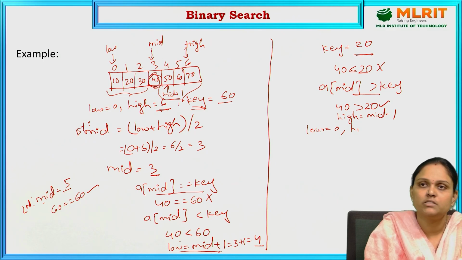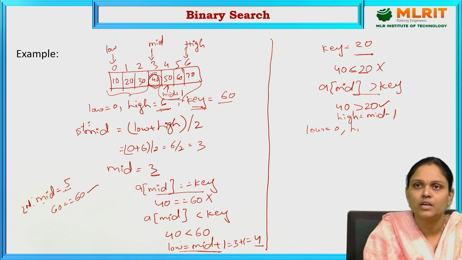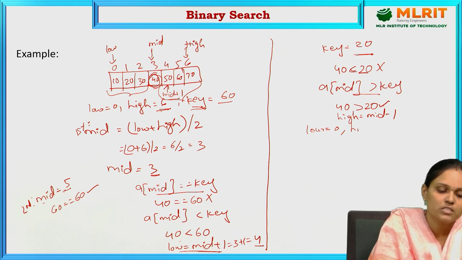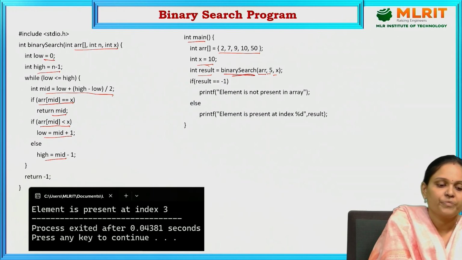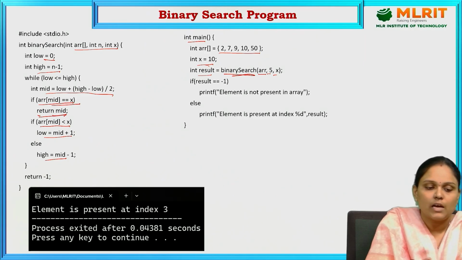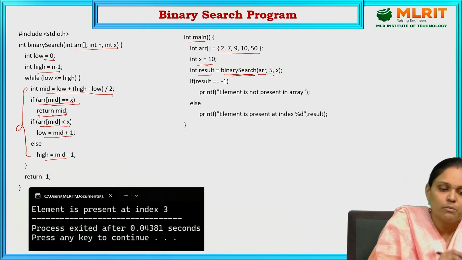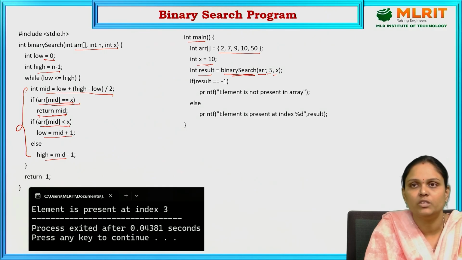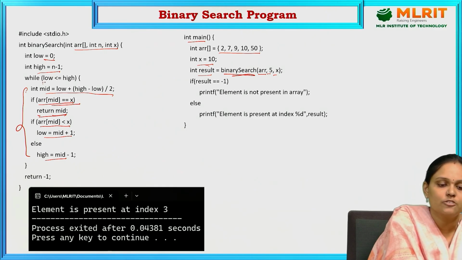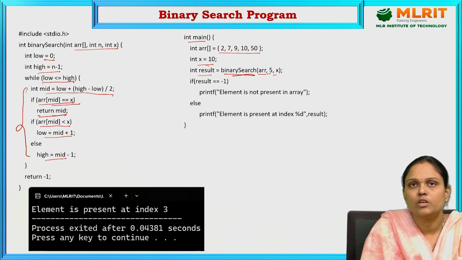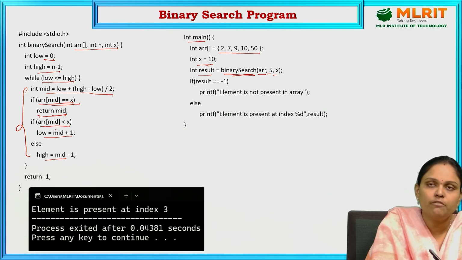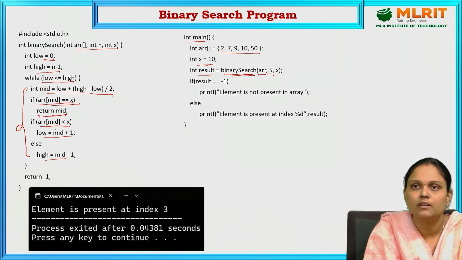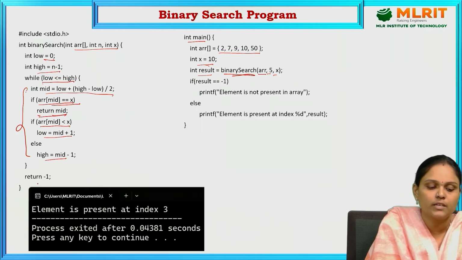So if the key is matching, then at that time what we are doing, we are returning that index value. The index value is stored in this mid value. That is the reason why here we are asking to return mid. And this process, the finding of the mid value and changing the low and high value, is continued till this condition, till low is less than or equals to high. If the element is not found in that array, then we are returning minus 1.